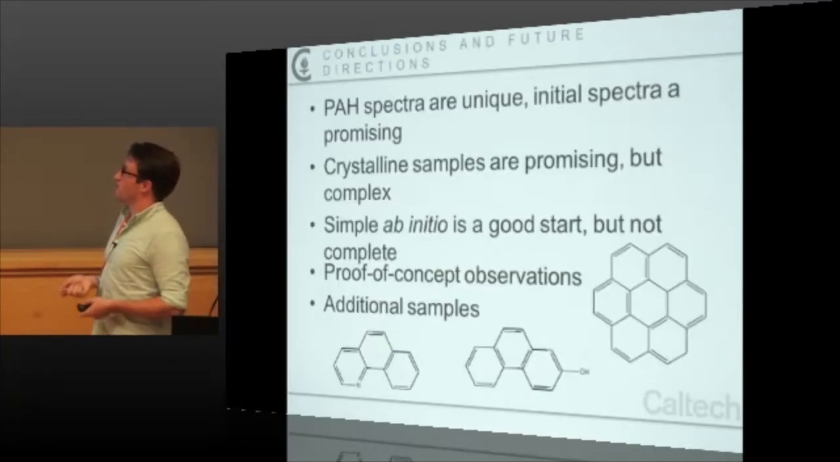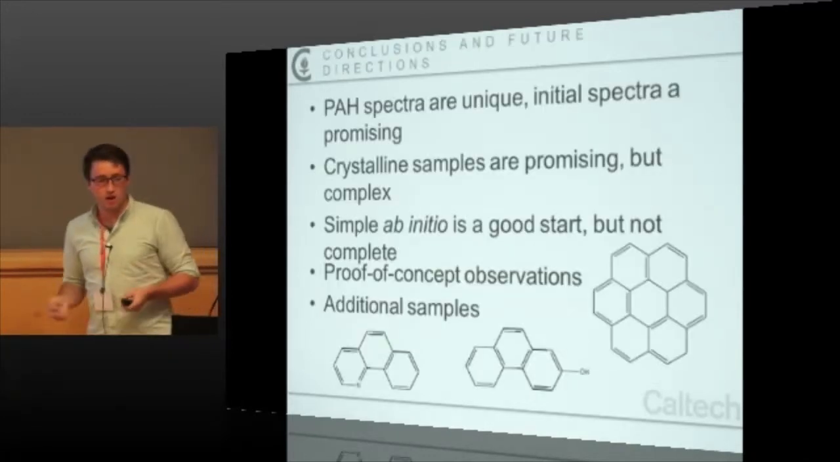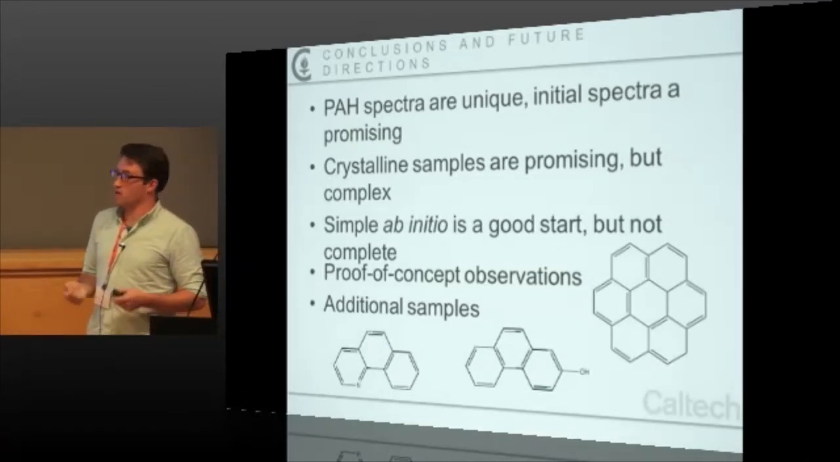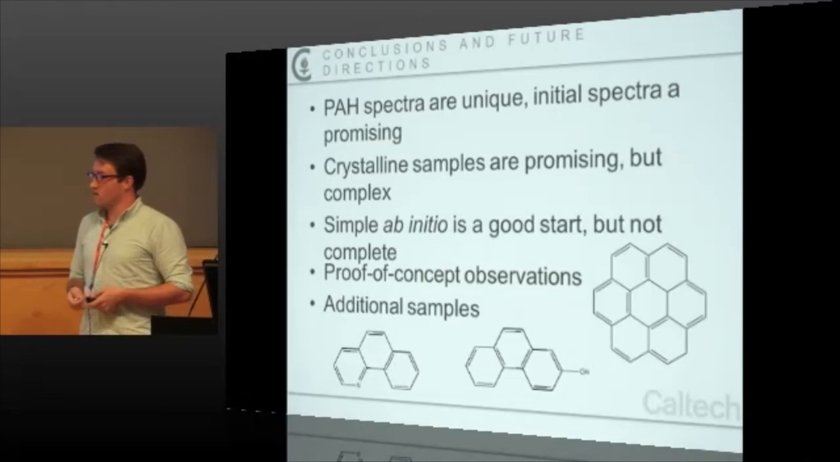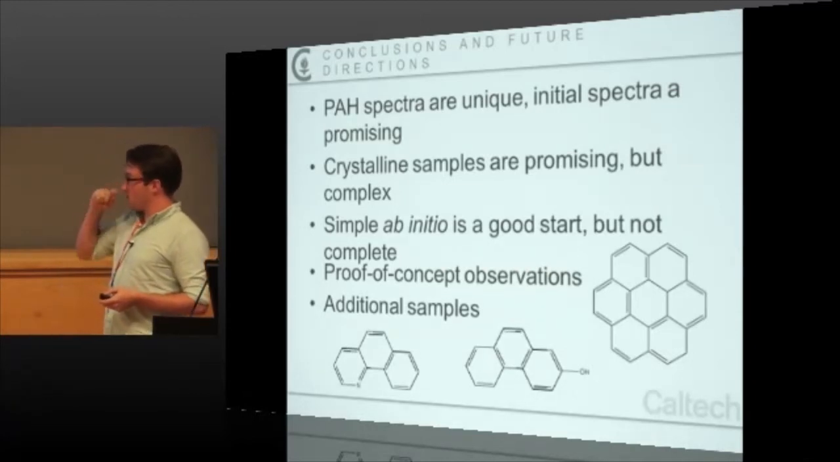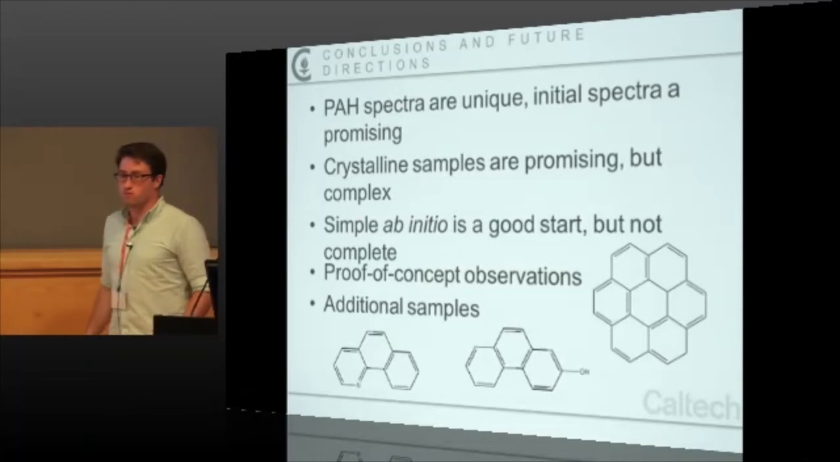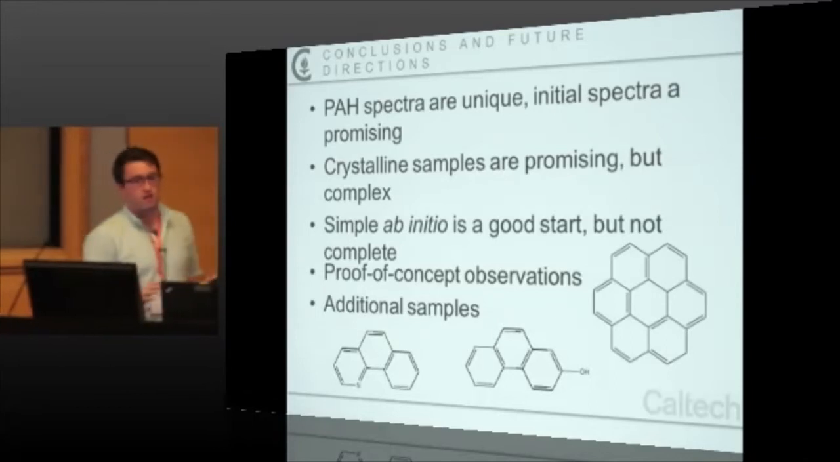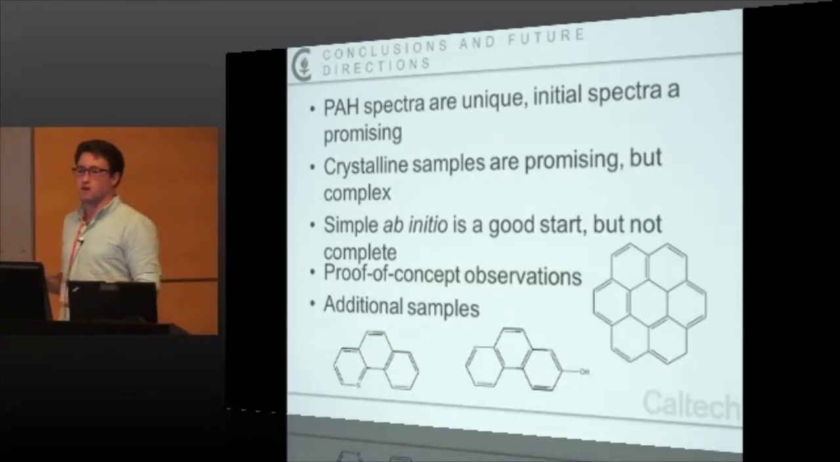So that's it. We have our spectra. The take-home messages for this are, well, the PAH spectra are unique and very promising. Crystalline samples are pretty useful. And the big thing is simple ab initio is okay, but it's a guidepost at best for what you're going to see. Going forward, we have applied for time with SOFIA to go look for these, so do preliminary proof of concept observations to see if this can be done at all.